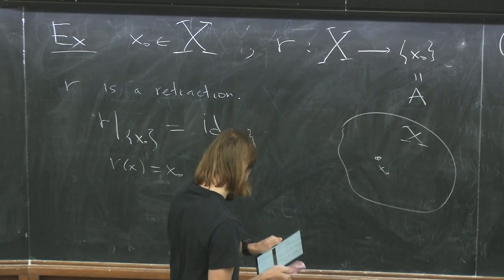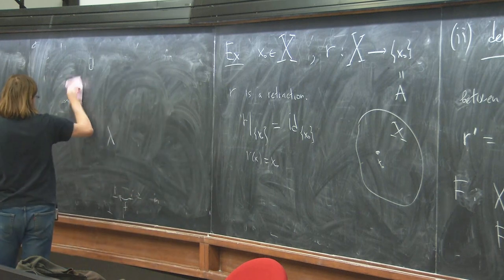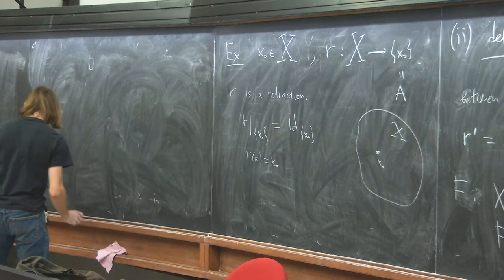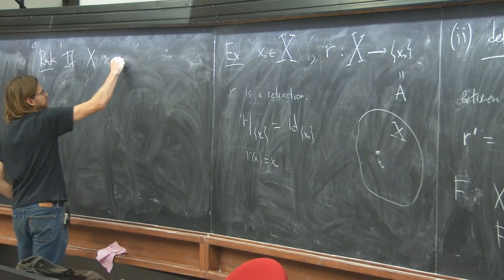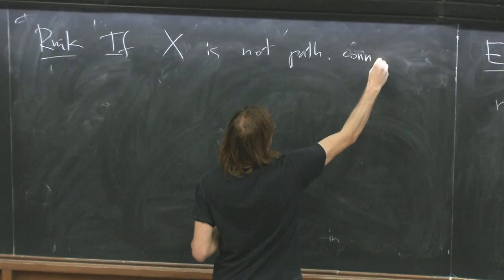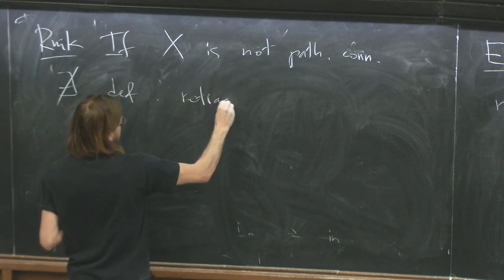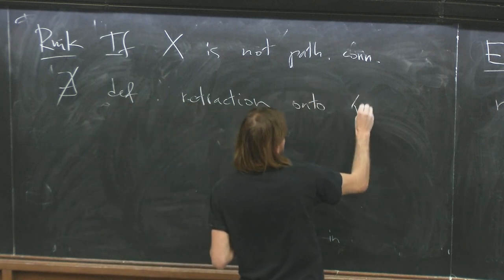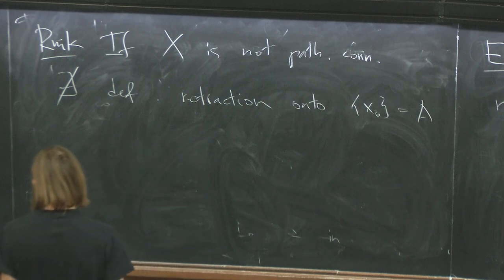And let me also argue why in this particular case there doesn't always exist a deformation retraction. Let me make the following remark about this example: if X is not path connected, there is no deformation retraction onto this subspace. The single point here is our A.